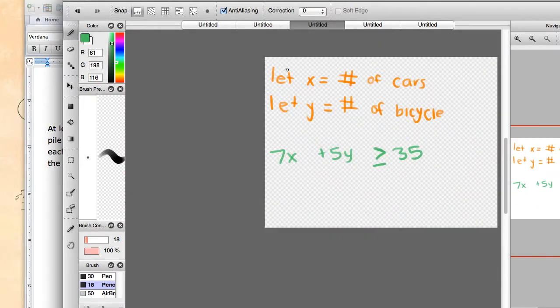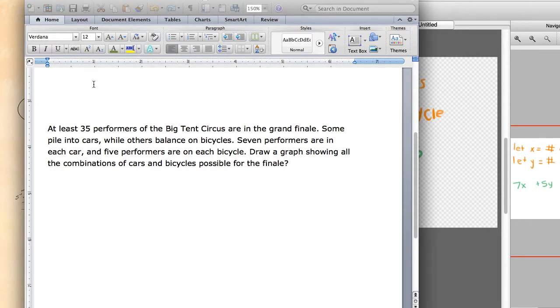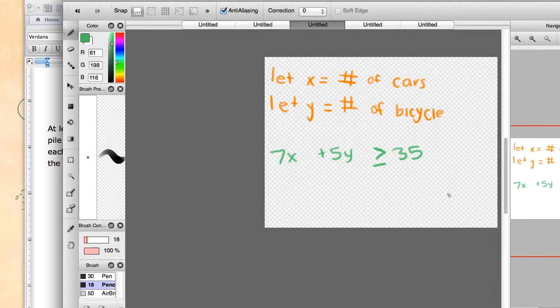We're going to apply what we learned to a real life situation. So here's the problem. At least 35 performers of the Big Tent Circus are in the grand finale. Some performers pile into cars while others balance on bicycles. 7 performers are in each car and 5 performers are in each bicycle. Draw a graph showing all the combinations of cars and bicycles possible for the finale. Sorry, not a question, but rather a statement. So right now we're going to let x equal the number of cars and y equal the number of bicycles. And then here's the inequality: 7x plus 5y is greater than or equal to 35.